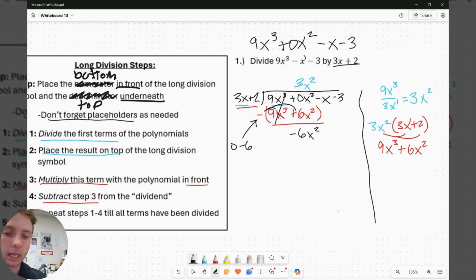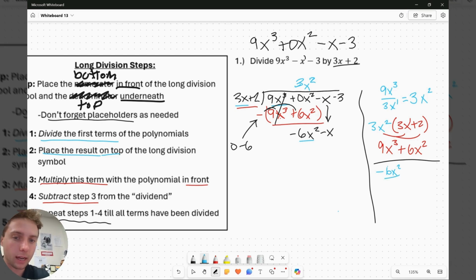And once you've done that step, what you need to do now is repeat those steps until everything has been divided. In order to do that, you drop down the next term, so the negative x comes with, and we just start to repeat. So now I take the first term again, negative 6x squared. I go back to step 1. It says divide. I divide it by the first term of what's out in front. That's the 3x. Negative 6 divided by 3 is negative 2. X squared divided by x, you're dividing, so you subtract the exponents. That's negative 2x to the first then.